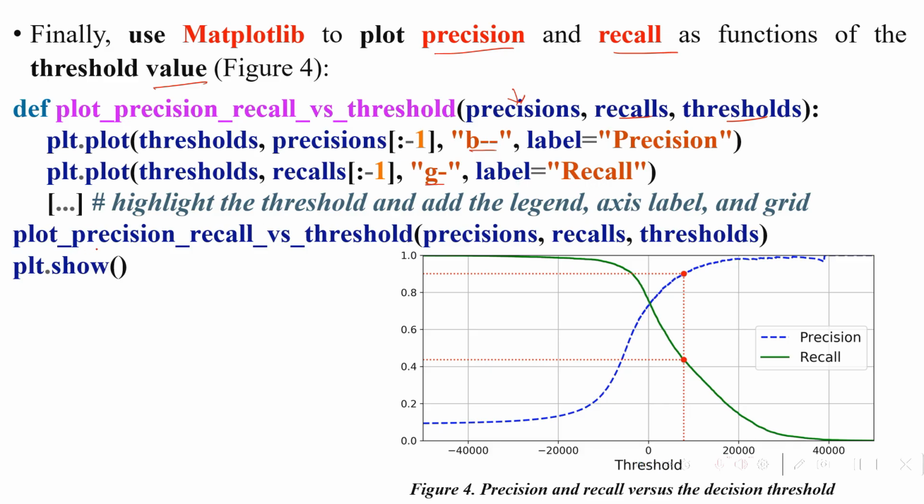So here plot_precision_recall_vs_threshold. For that we are providing precisions, recalls, and threshold values. We are showing the plot with plt.show.